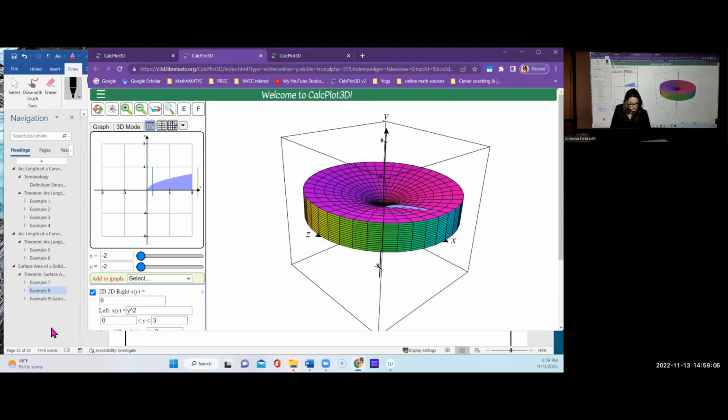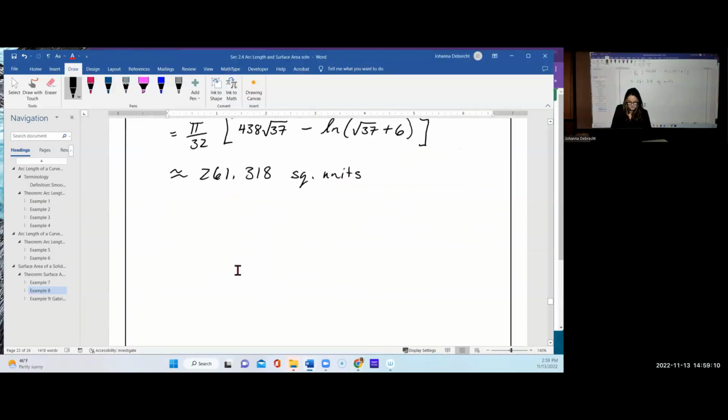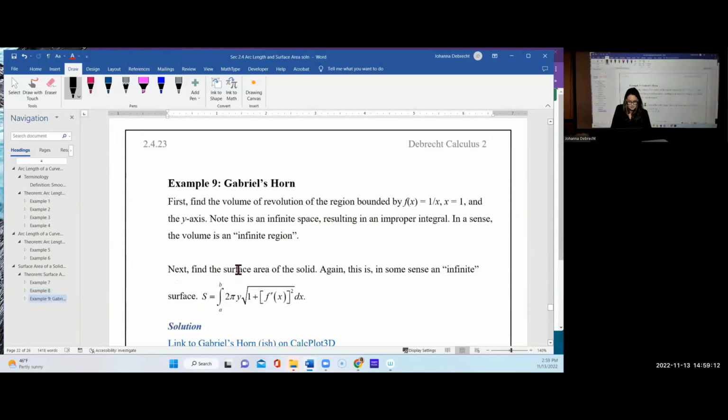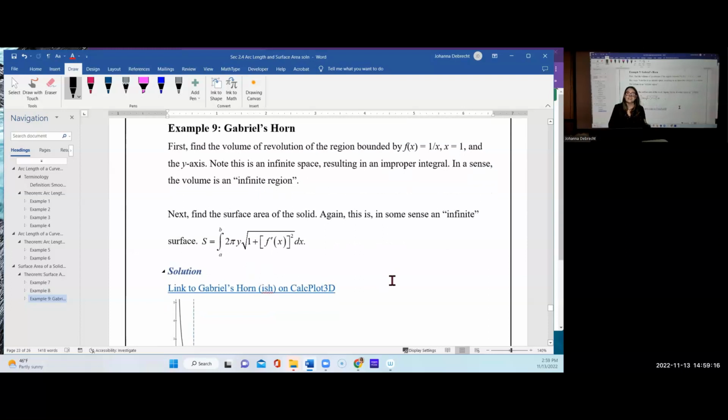Now what we want to do is we want to take a look at Gabriel's horn. Now, Gabriel's horn is very famous in mathematics circles because it has a really strange, startling, confusing, impossible result. And yet it is the result. It is real. And so we always like to work Gabriel's horn for our students because it represents sort of how weird things can happen when you go to infinity.